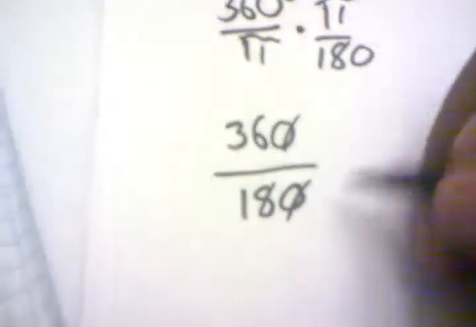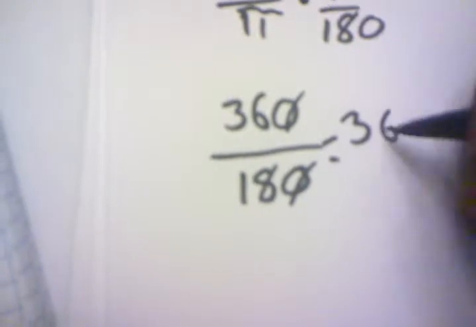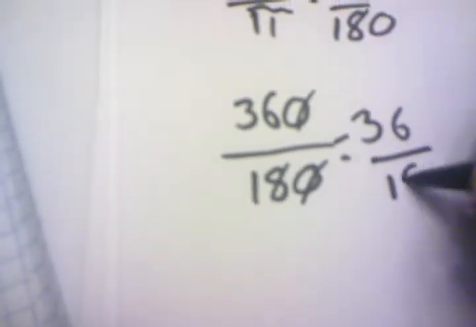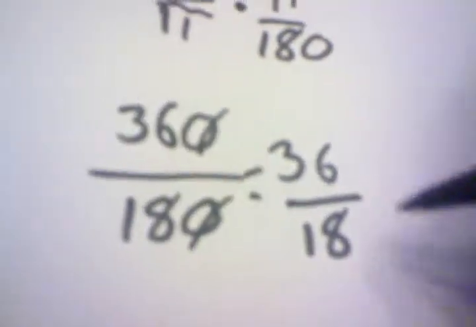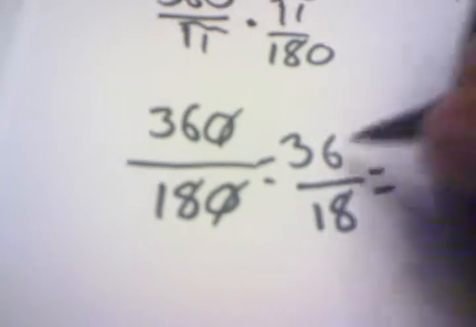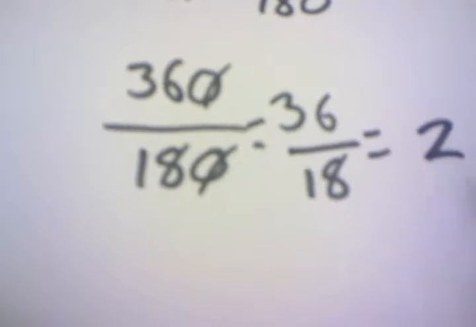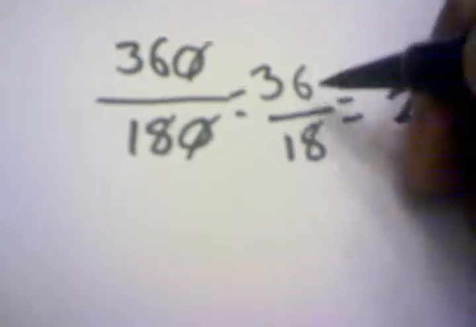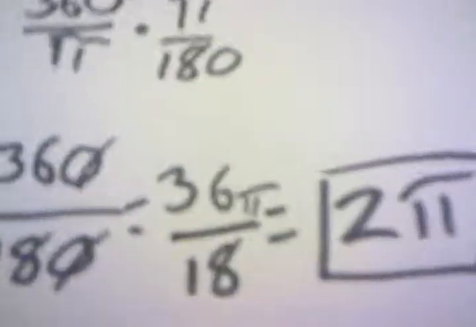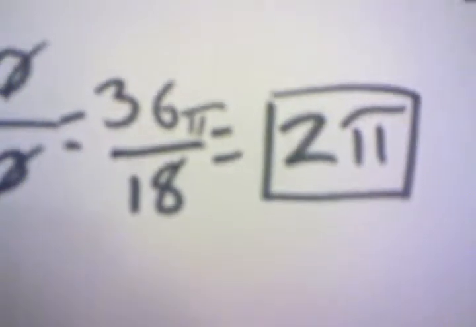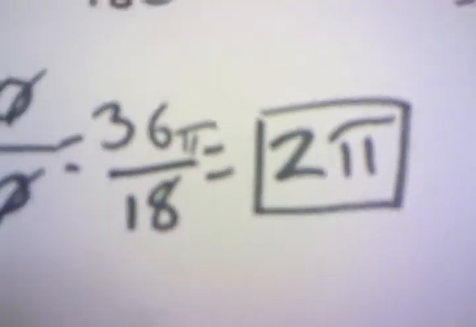Okay, so simplify that down. 360 over 180. So simplify that, it's going to be 36 over 18. And then, as we know, 18 can go into 36 two times. So it's going to be 2 pi. Yeah, so that's what 360 degrees in radian form is. So now we have it completely set up. It's going to be 2 pi times 10.2.